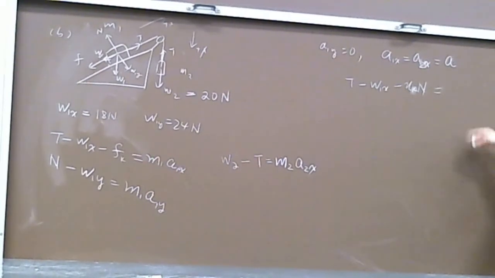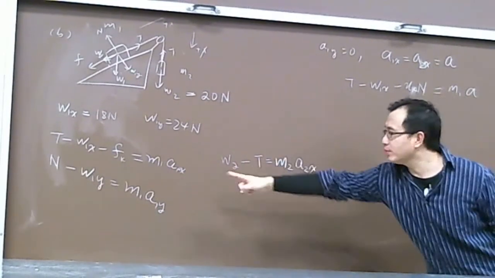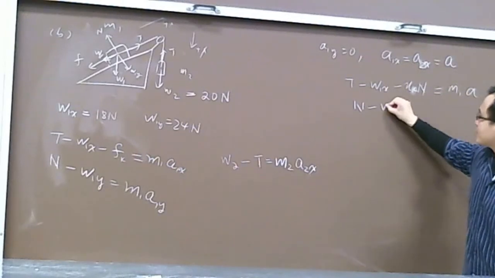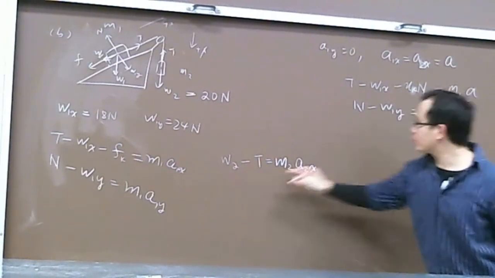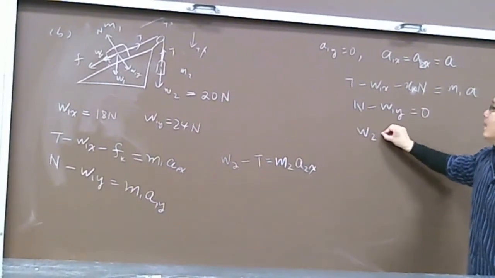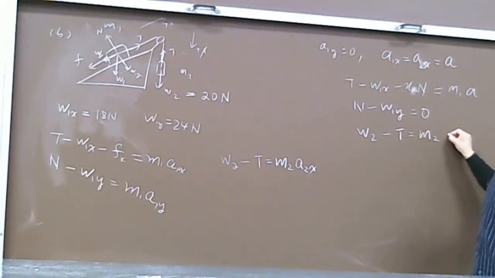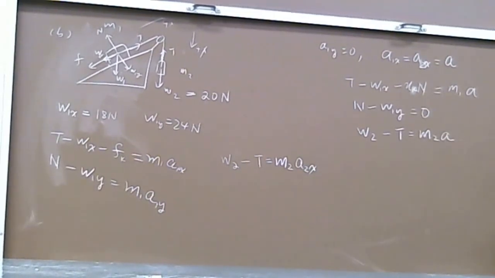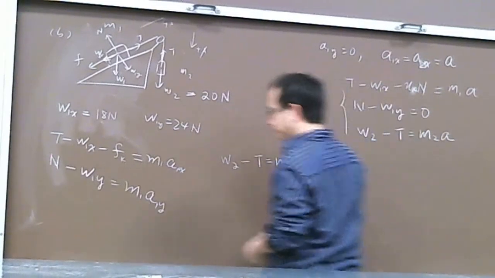So equals to M1A. And this equation becomes n minus W1y equals to 0, right? And this equation becomes W2 minus T equals to M2A. Okay? Now, you have three equations. You can further write them.